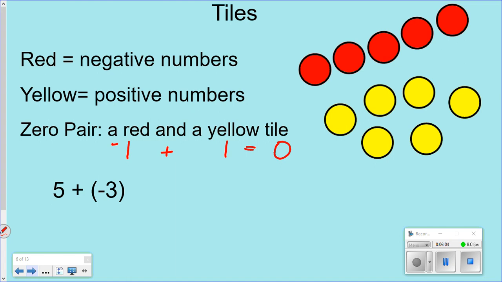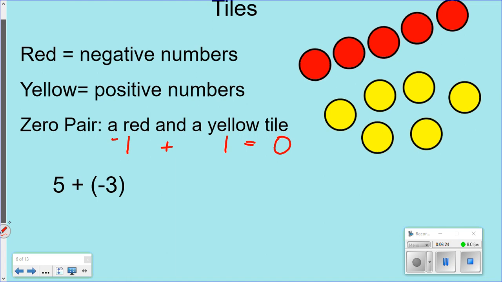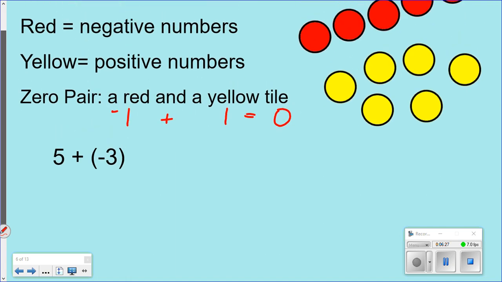I'm going to talk about zero pairs a lot from now on, so make sure you know what a zero pair is. It's basically just a red and a yellow tile together, or it's like a -1 and a 1 together. That cancels out. Does that make sense to everybody? Yes, no, maybe so? How about we give me a head nod? All right. Okay, good. Now let's talk about the tiles and how they work again.